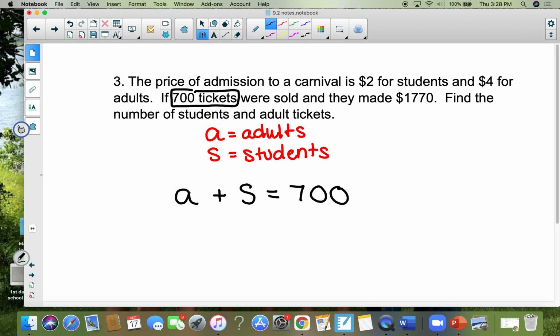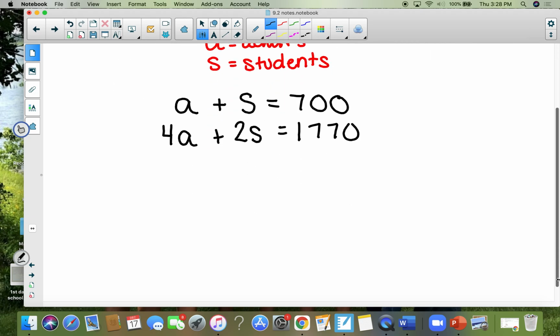And then we know that they made and sold $1,770 worth of tickets. But in front of the adults, you are going to put a 4 because adult tickets are $4 and student tickets are $2. The only difference is they don't give you the equation and you have to set up the equations. And now that you have your 2 unknowns and your 2 equations, I am going to solve this problem just like I did those other problems by the elimination method. So I'm going to copy down the second one.